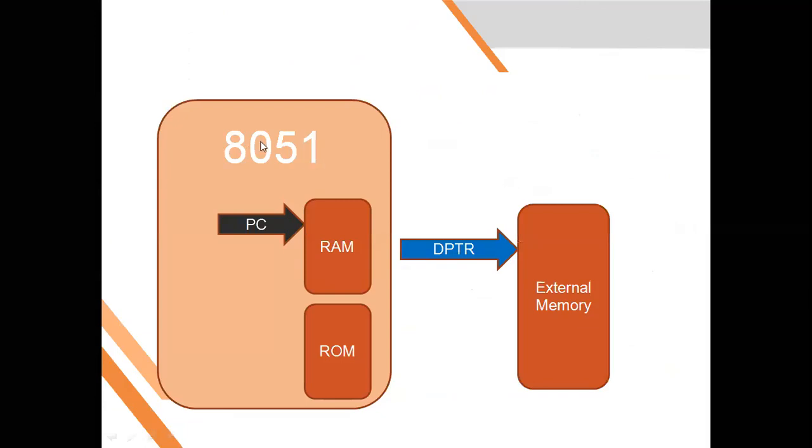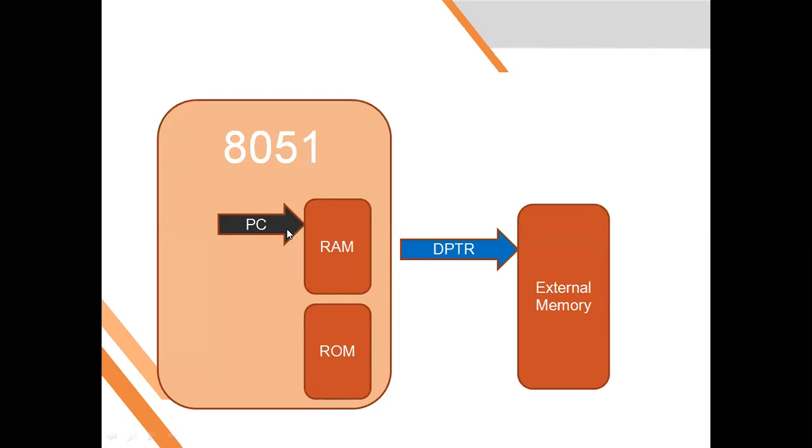See here, it is a microprocessor and this is your internal memory. Why internal? It is present on the same chip. It may be RAM and it may be ROM, because you have RAM and ROM present in the 8051. So to access the internal memory, you need a pointer, and that pointer is nothing but the PC. Is it okay?